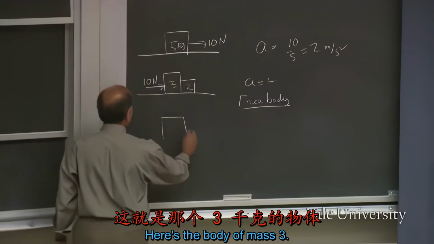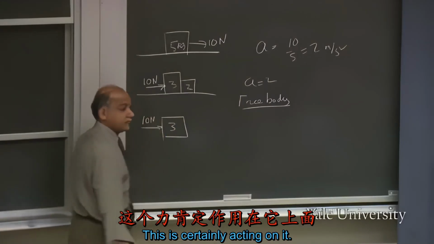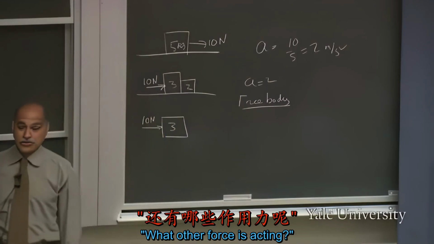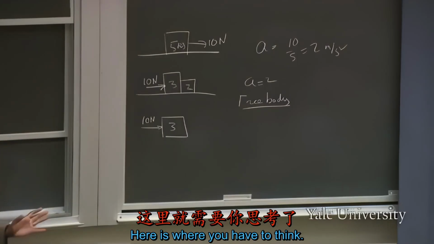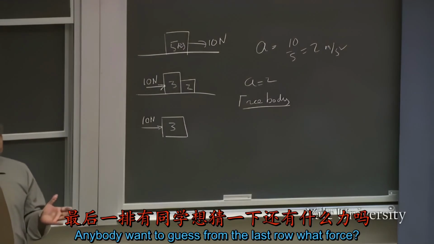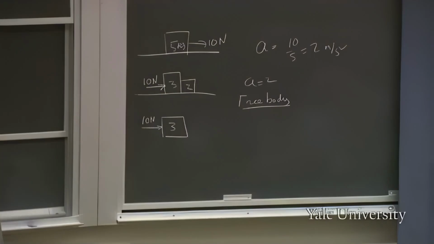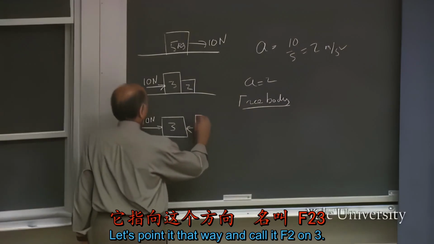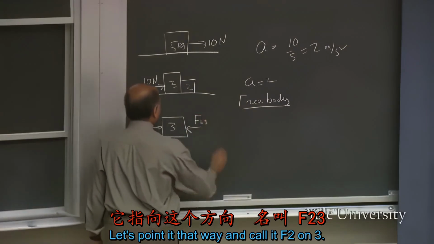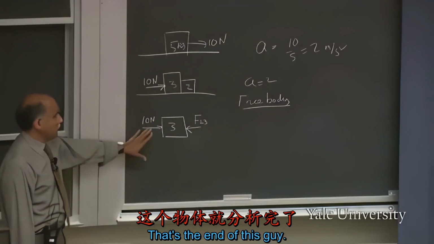Here's the body of mass 3. What are the forces on it? This is certainly acting on it. Then you have to ask what other force is acting. So here is where you have to think. Anybody want to guess from the last row what force? Yes? The reactive force of 2 on 3. Right. So let's give it a name. Let's point it that way and call it F2 on 3. That's the end of this guy.